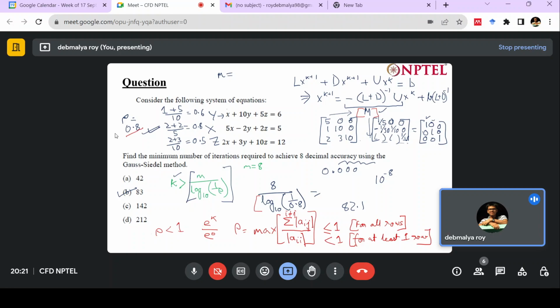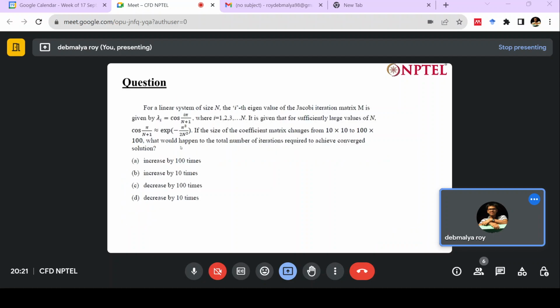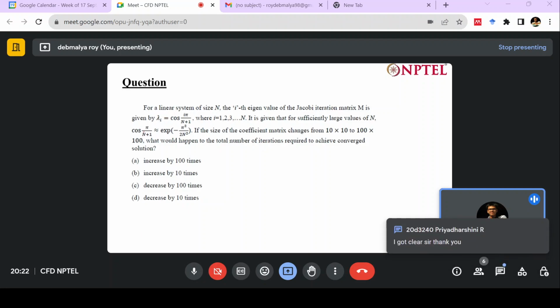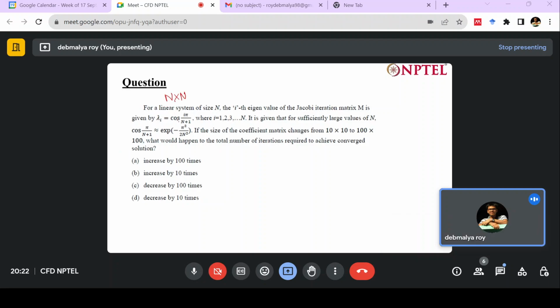If there's any specific difficulty, you may ask. All right, I think we can proceed to the next question. But if you have any doubt, you can ask anytime. So here, what is basically given? We have a linear system of size n, which means our matrix is n cross n. The coefficient matrix will be n cross n in size.